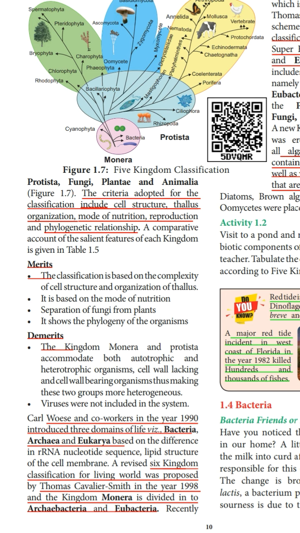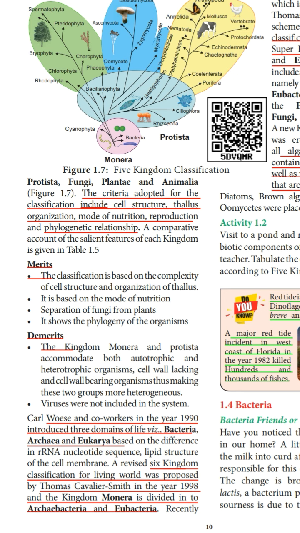A comparative account of the salient features we have already studied here. In this 5 kingdom classification, there were also some merits and demerits that we are going to study next. So, merits of this classification. The classification is based on the complexity of the cell structure and organization of the thallus, as we have studied. It is based on the nature of the cell, whether they are prokaryotes or eukaryotes. Prokaryotes and eukaryotes were kept separately in the kingdoms. Next, their cell organization: the complexity of the cell, whether they are unicellular or multicellular. Based on that also, these organisms were classified.